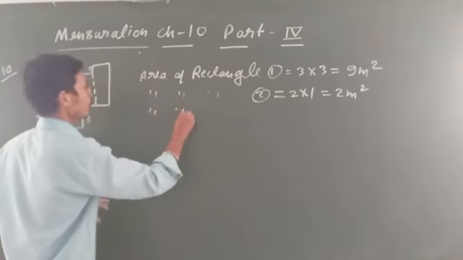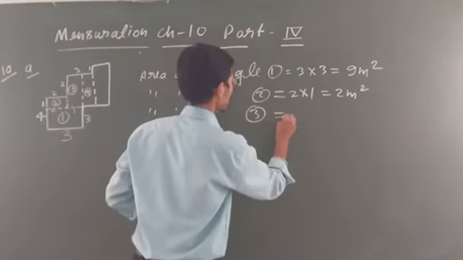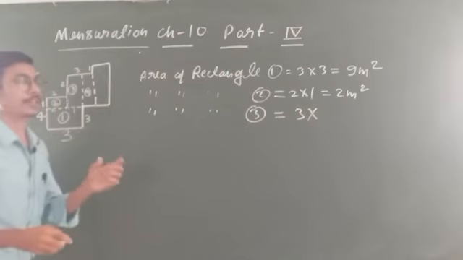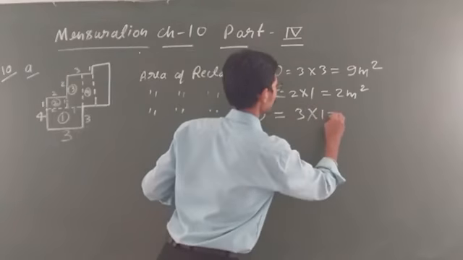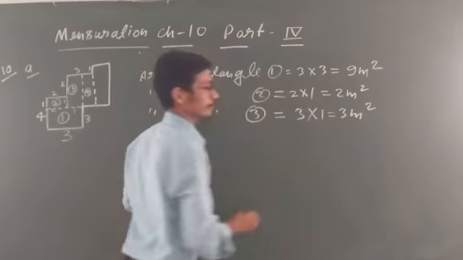Yani area of rectangle 3 equal to 3 multiply by 3 is total length. From here to here 2 and here 1, so this will become also 1. 2 plus 1 is 3, and this is 1. So 3 multiply by 1, this will become 3 meter square.